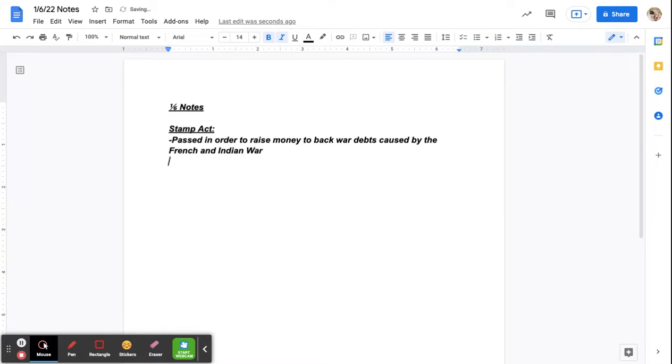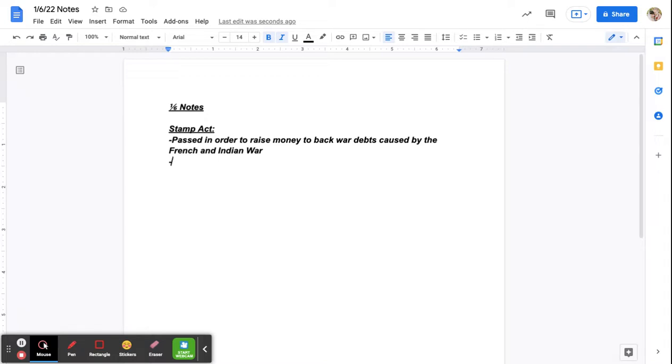So the Stamp Act, it was a tax that was placed on all printed goods. Okay, passed on all printed goods. So, for example, you might have pamphlets, marriage license, newspapers, playing cards. If you had any of these things in colonial America during the Stamp Act, you would be getting taxed on each of those items.